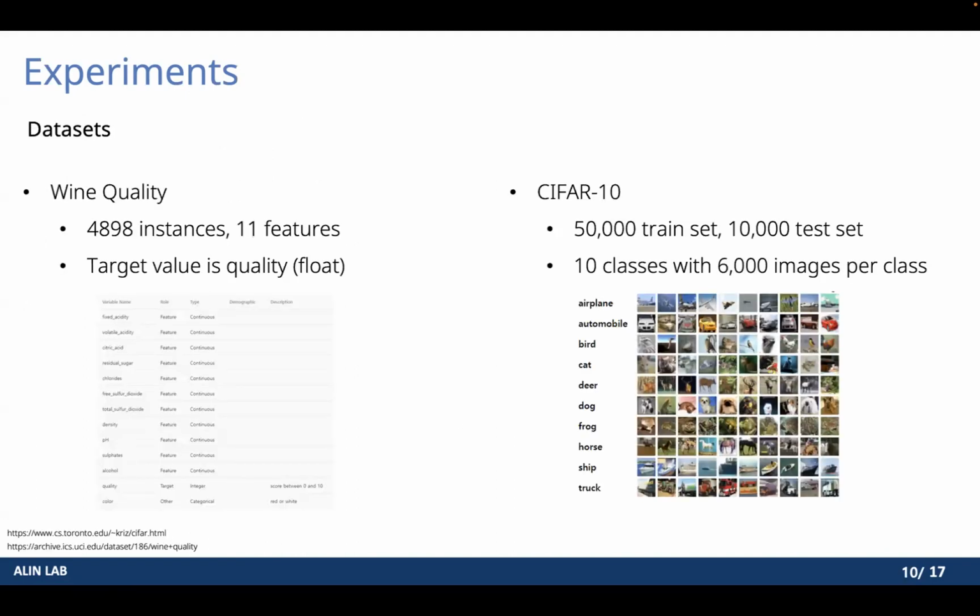The wine quality dataset in the first experiment has 4,898 instances and 11 features, and the target value is quality. The CIFAR-10 dataset in the second experiment consists of 50,000 train sets and 10,000 test sets with 6,000 photos in every 10 classes.